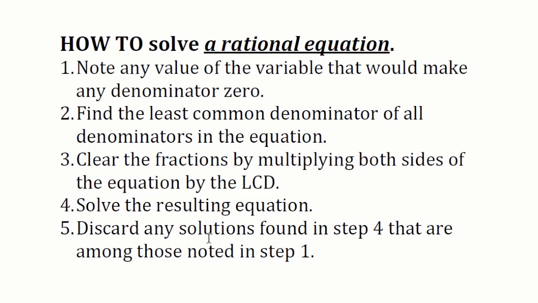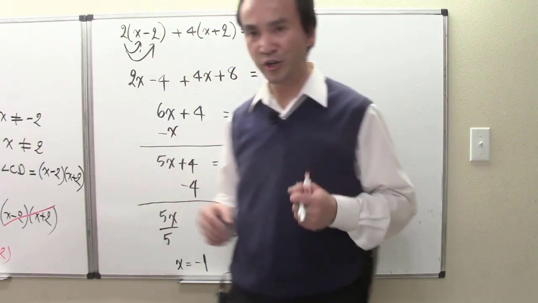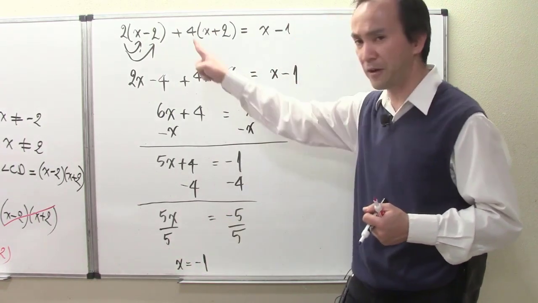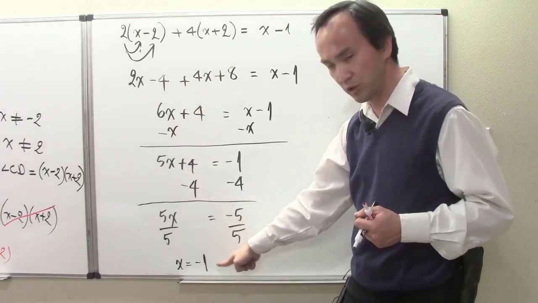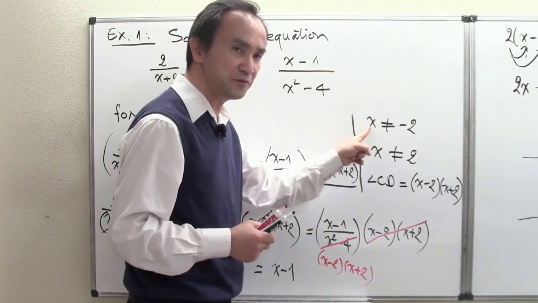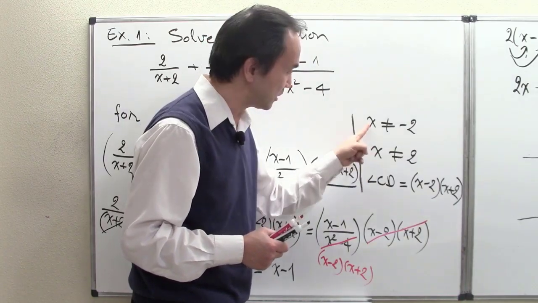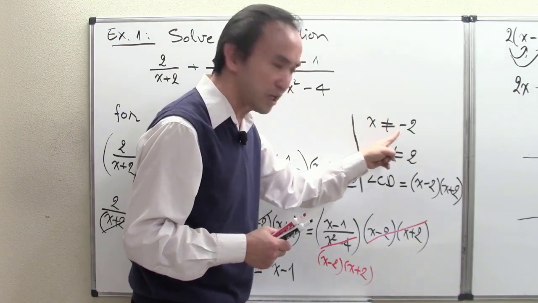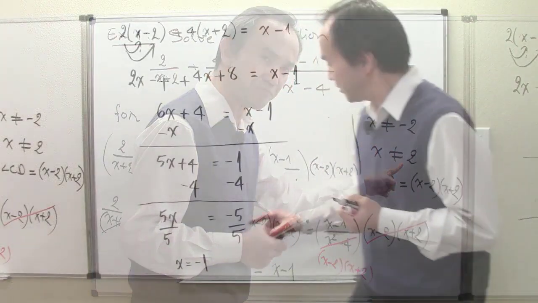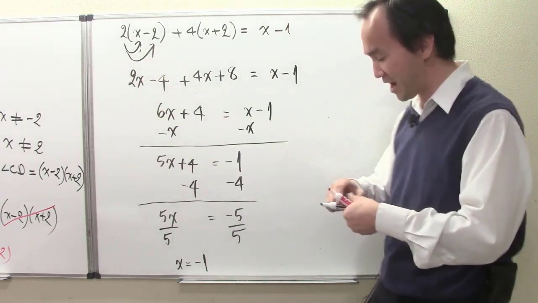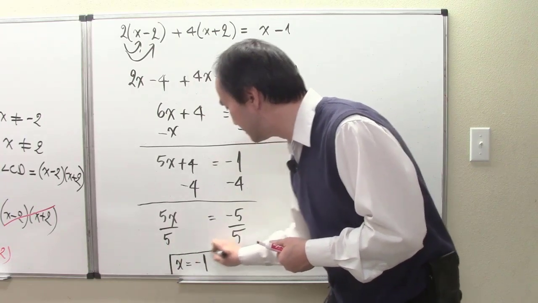Make sure to discard any solutions found from step 4 that are among those that we noted in step 1. So now allow me to recall. This is the only solution we have found from that resulting equation. So we found x equals negative 1. Those values of the unknown that we noted to be excluded are still listed here. x should not equal negative 2 and x should not equal 2. So our solution here is not among any of those listed. And so now this is legitimately our final answer.